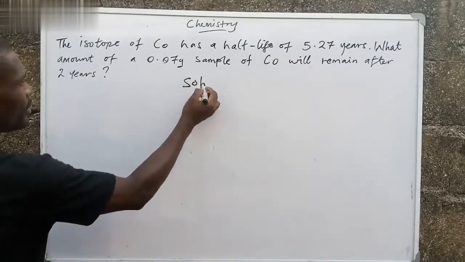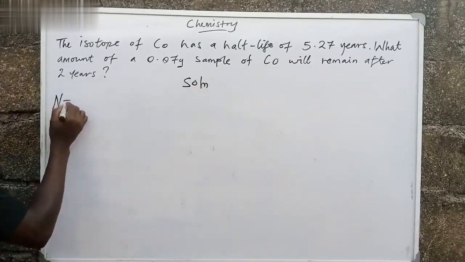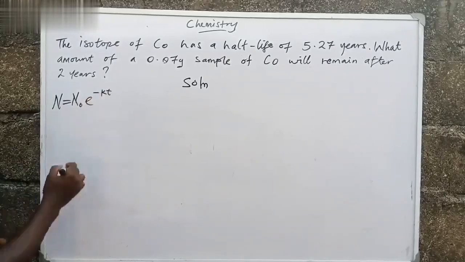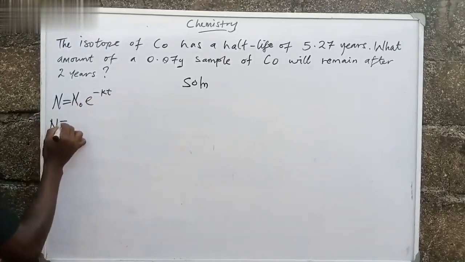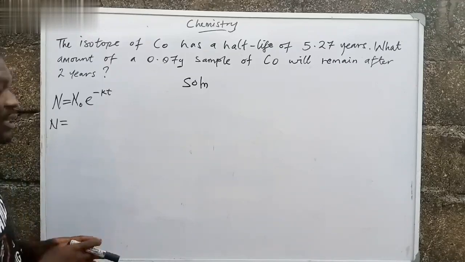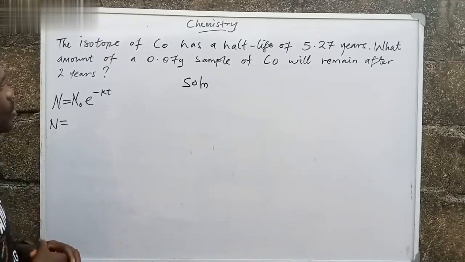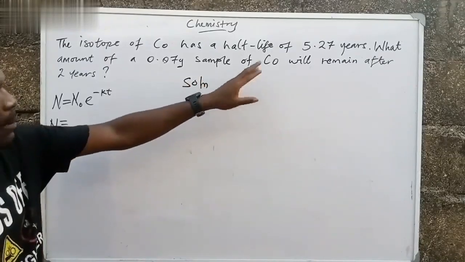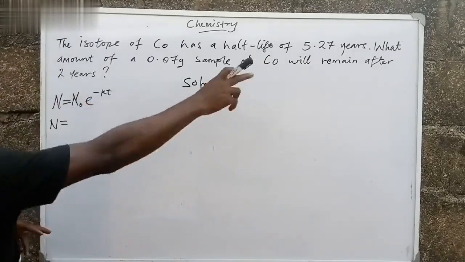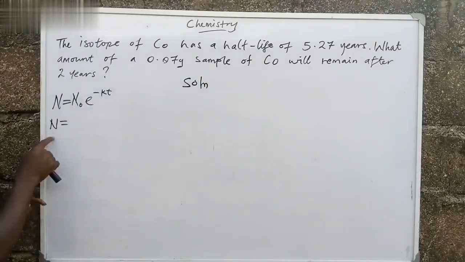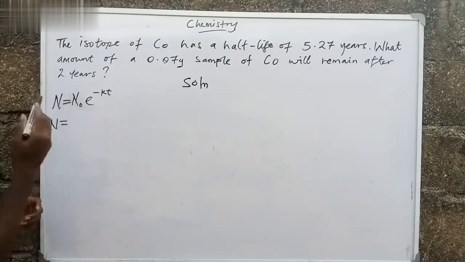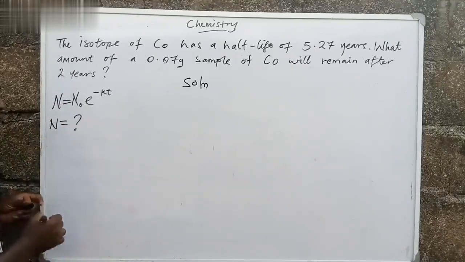To solve this problem, we'll be using this formula: N is equal to N naught times e raised to the power of minus kt. N here represents the amount of particle present after a particular period of time. We are asked to calculate the amount of cobalt that will remain after 2 years, so this represents N. The given period of time here is 2 years. So N here is unknown, and is what we are asked to find.